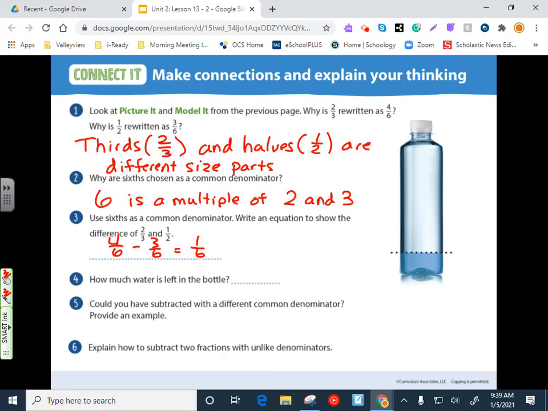How much water is left in the bottle? 1/6 pint. Could you have subtracted with a different common denominator? And this is important. The answer is yes.